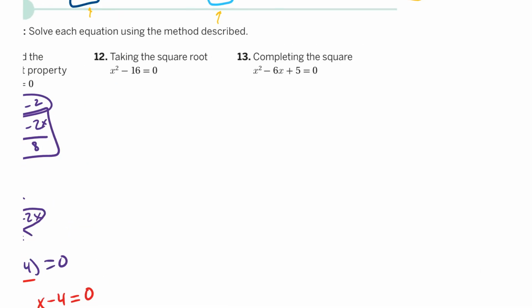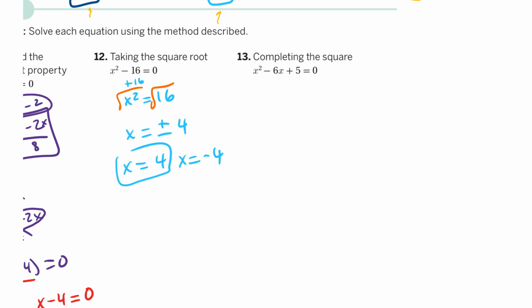For number 12, taking the square root, okay, here I'm just going to add 16 to both sides. And then I take the square root of both sides. And remember, when I take the square root, I end up getting a positive and a negative number because 4 times 4 is 16, and negative 4 times negative 4 is also 16. And so my two solutions here are 4 and negative 4.